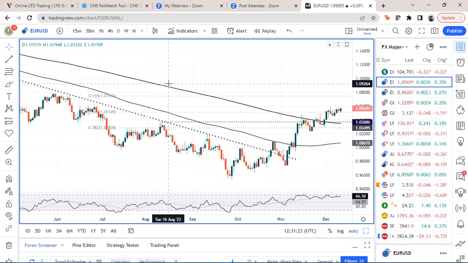Likelihood is of a 50 basis point hike and then hawkish communication, if you like, guidance with more rate hikes increasingly likely, and that would probably appease the hawks if that guidance, as we say, is on the hawkish side.